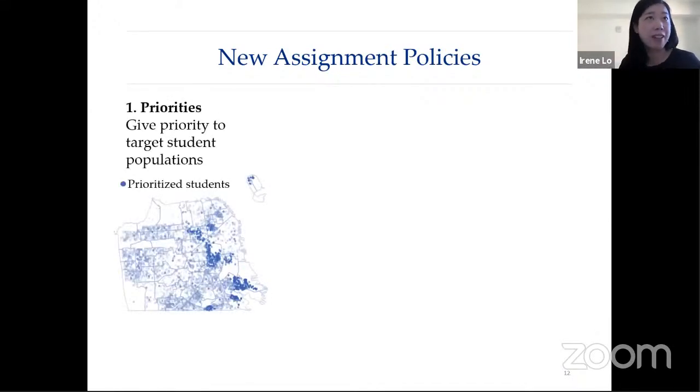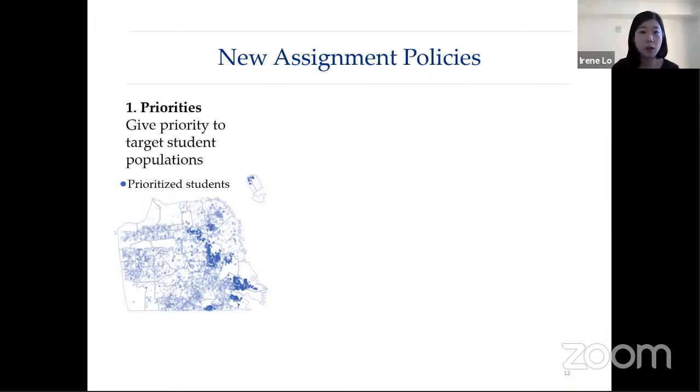And now I can go back to Teju, your question about policies and the pieces in them. The first piece of the policy is priorities. What priorities do, as you mentioned, Teju, is give priority to target student populations, or they can prioritize different students at different schools, depending on if they live closer or have a sibling at the school. What I've shown you here is how the district was previously prioritizing students. There are light blue dots and dark blue dots.